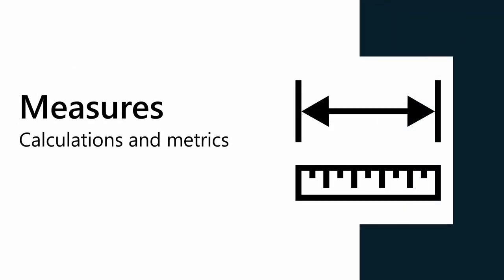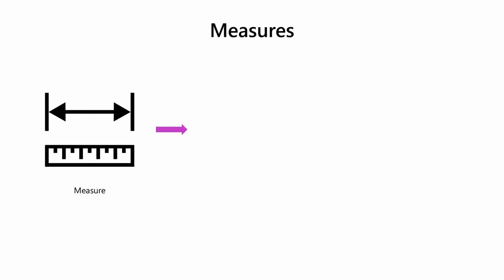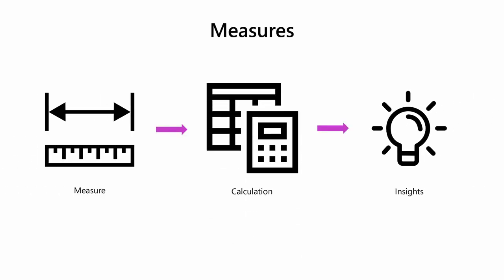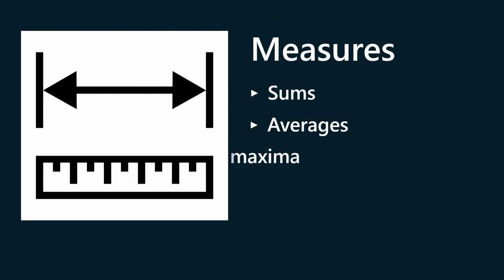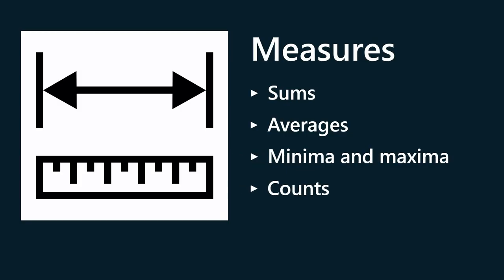Measures in Power BI are used to perform calculations on data model fields. Measures play a pivotal role in data analysis and interpretation. Measures are used in Power BI to perform aggregations, calculations, or evaluations on data that provide meaningful insights. Measures are typically used in data visualization elements. Examples of these elements include charts, tables, and cards. By using measures, you can compute aggregated values such as sums, averages, minima, maxima, counts, or more complex statistical calculations.